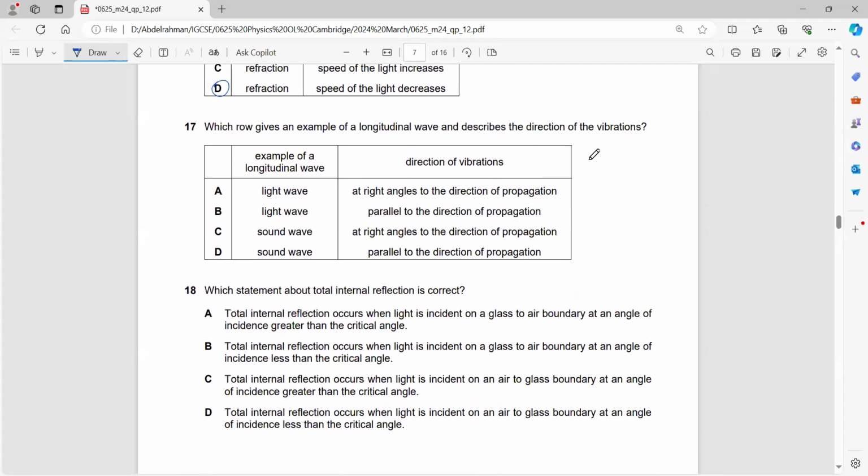Which row gives an example of a longitudinal wave? A longitudinal wave, not a light wave. It is a sound wave. A sound wave moves parallel to the direction of propagation.